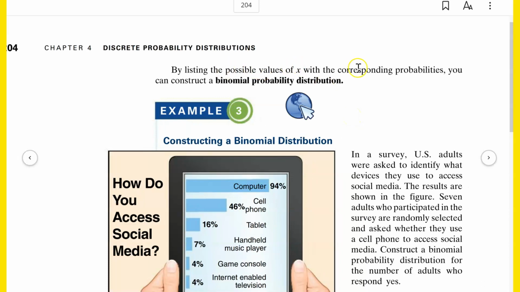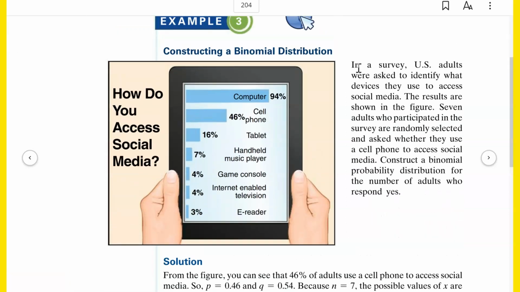By listing the possible values of X with the corresponding probabilities, you can construct a binomial probability distribution. All right, so next example. In a survey, U.S. adults were asked to identify what devices they use to access social media. The results are shown in the figure. 7 adults who participated in the survey are randomly selected and asked whether they use a cell phone to access social media. Construct a binomial probability distribution for the number of adults who respond yes.